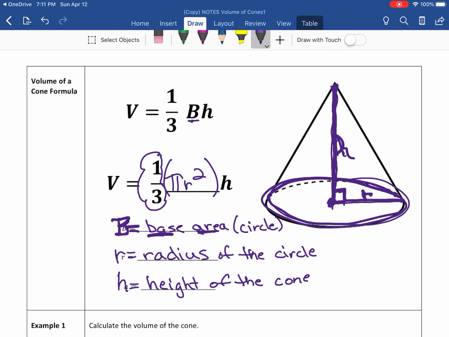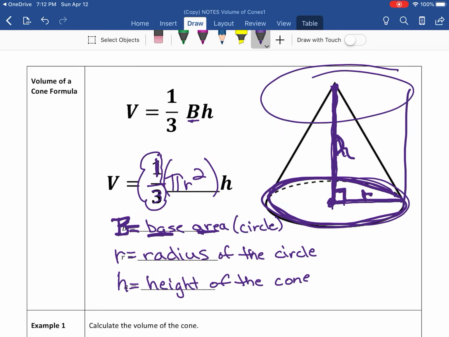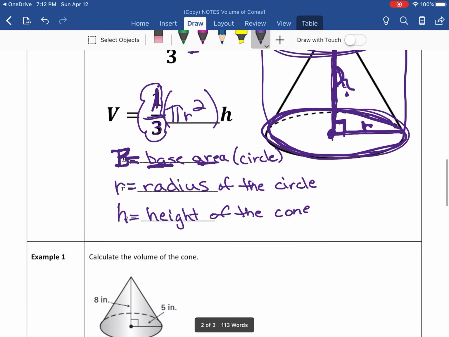And why do you have to take 1/3 times a cylinder? Because pi r squared h is the cylinder formula. Why do we have to take that times 1/3? Because it would take 3 cones. So if we took the same exact base up here, you would have 3 cones. If I filled this cone up with water and filled this cylinder, it would take 3 of these cones to fill that cylinder with the same base. So it takes 3 cones to make a cylinder that size. That's why you take it times 1/3, because we only need 1/3 of what a cylinder would be.